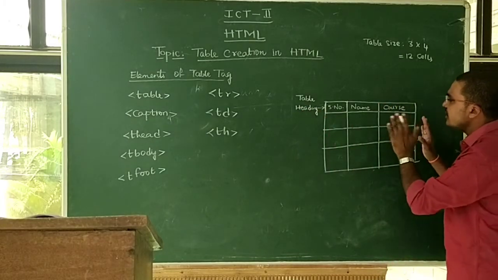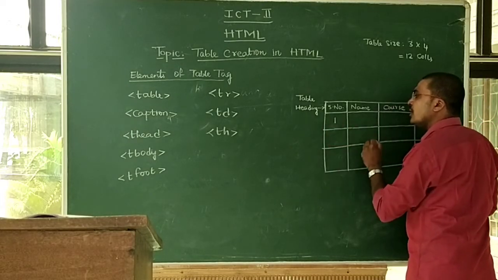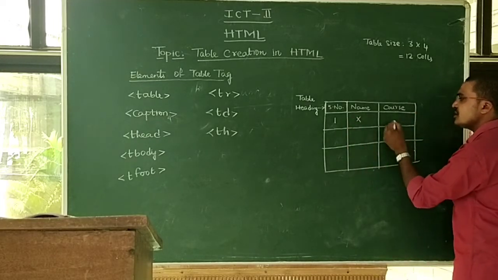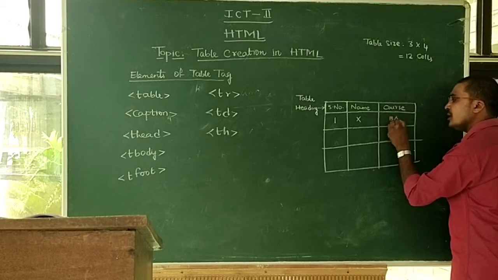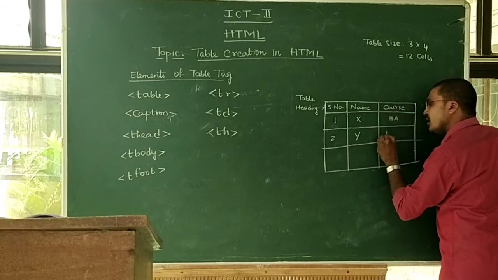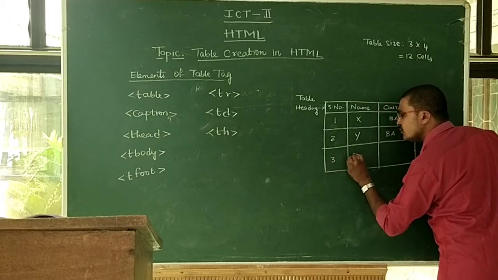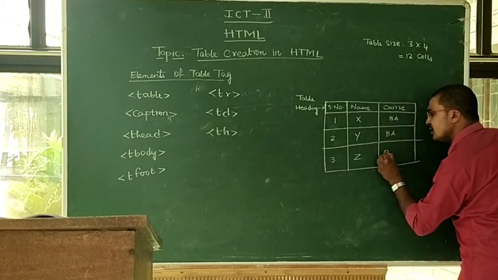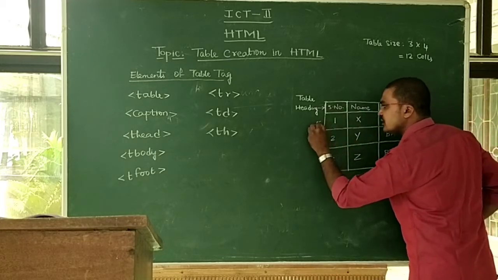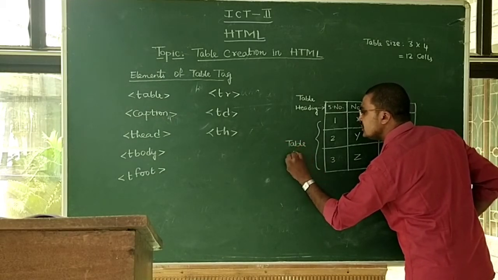Okay, once the table heading is completed, let us enter the table data. Serial number 1, the sample name is some example X, and the course is BA. Serial number 2, the name of the student is Y and the course is BA. Student number 3, the name of the student is Z and the course is BCom. Okay, so this is the data about the table. This is called table data.